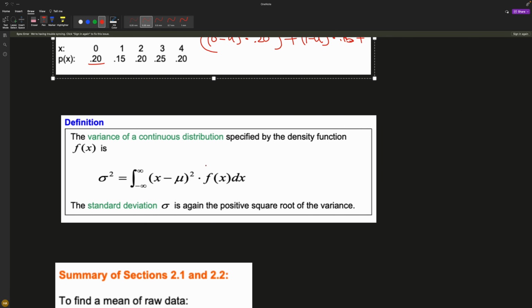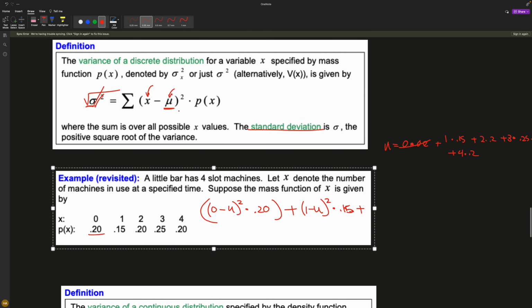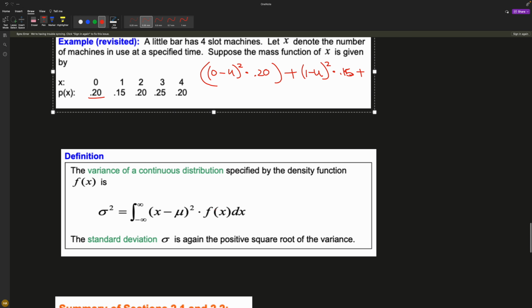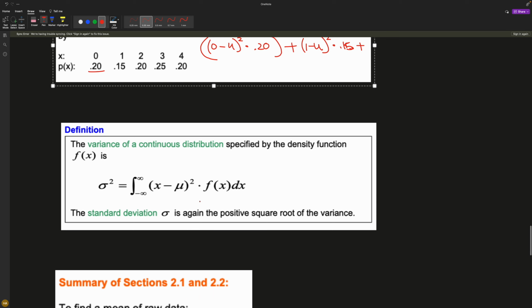Now the variance of a continuous. Remember, for discrete, you just add a bunch of terms up. It's the same for the median, the mean, and the binomial. They're all discrete. For a continuous, again, it's fancier: you usually integrate. So the variance of a continuous distribution specified by the density is this. It's very similar to the discrete part, except you're multiplying by the function and you're not summing, you're integrating. They'll give you some function and you'll integrate.